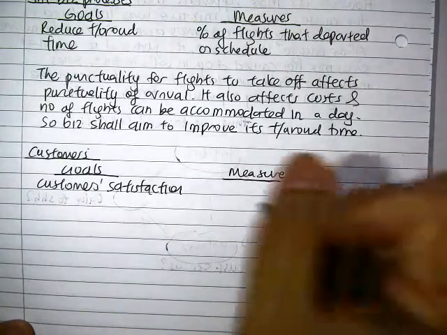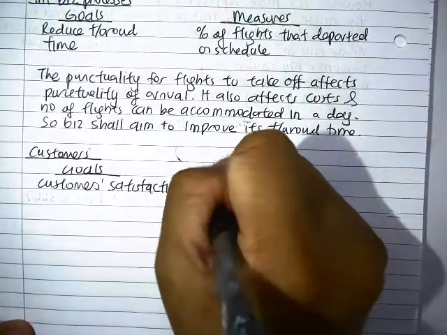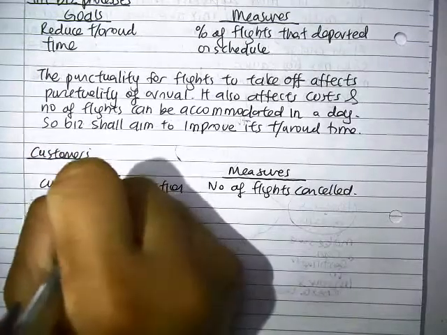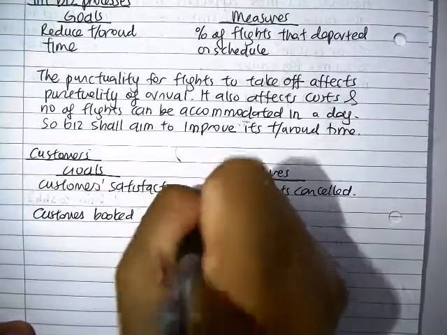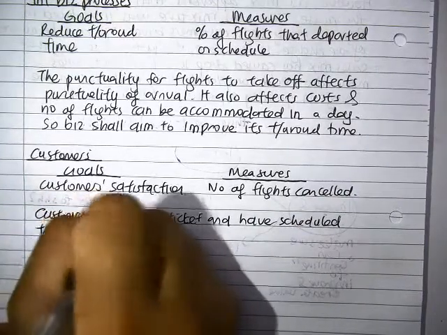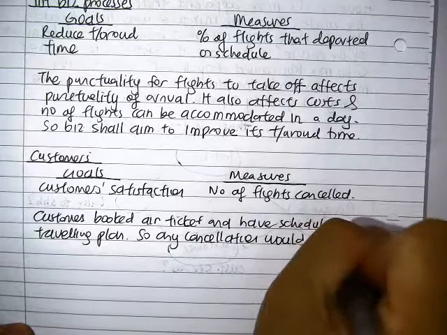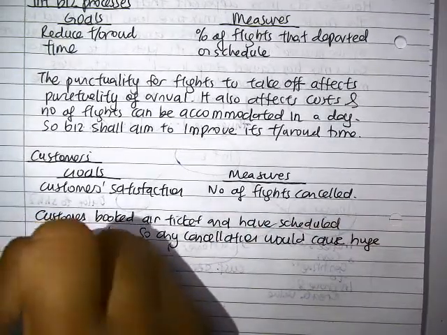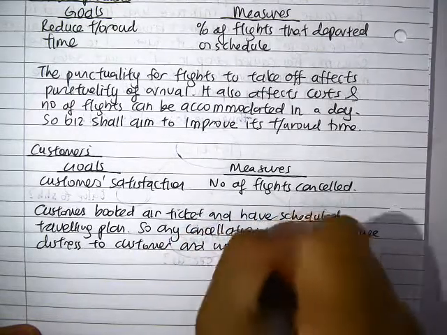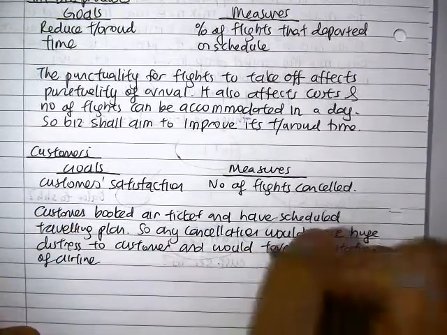Now that's why in this case, you just choose a measure. For example, I can choose the cancellation of flights, or we can measure the happiness index, okay? The number of flights cancelled. Now, customers book air tickets and have a scheduled traveling plan. So any cancellation would cause huge distress to customers and would tarnish the reputation of the airline.